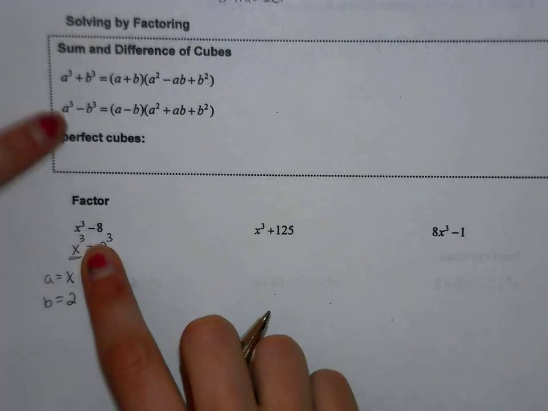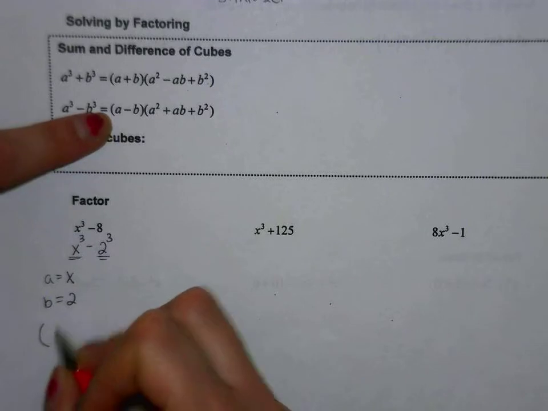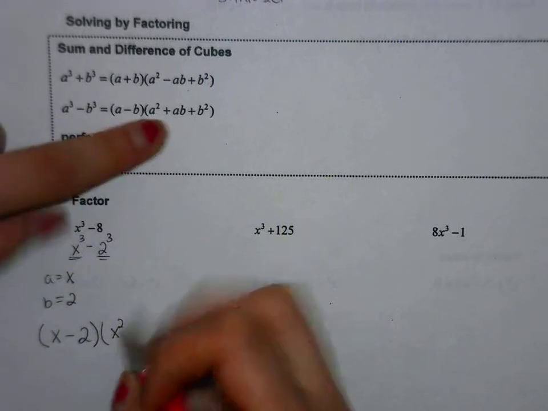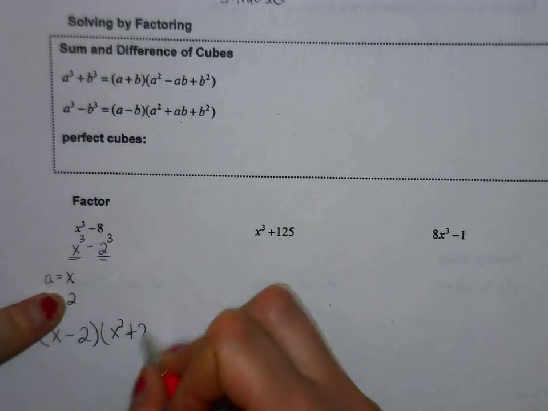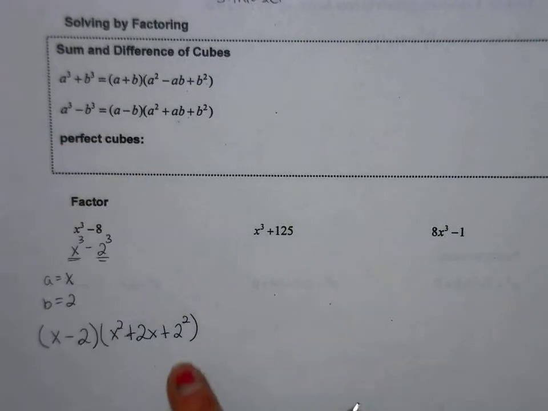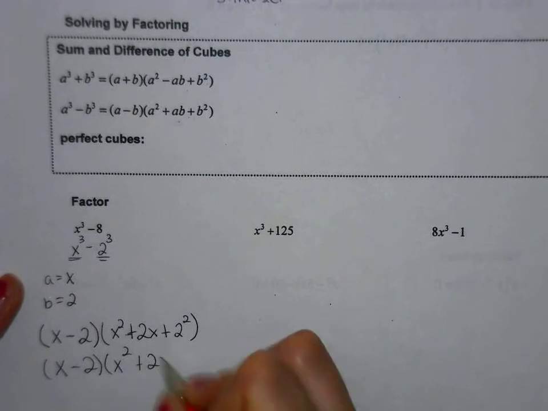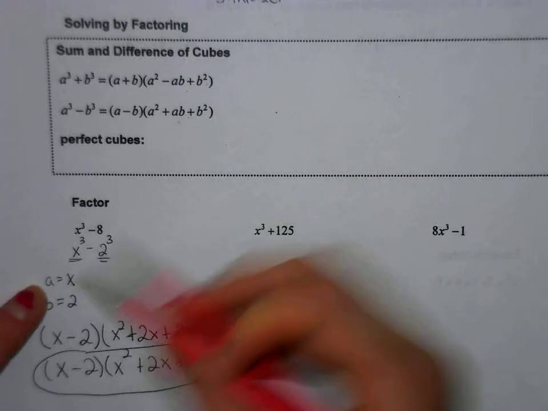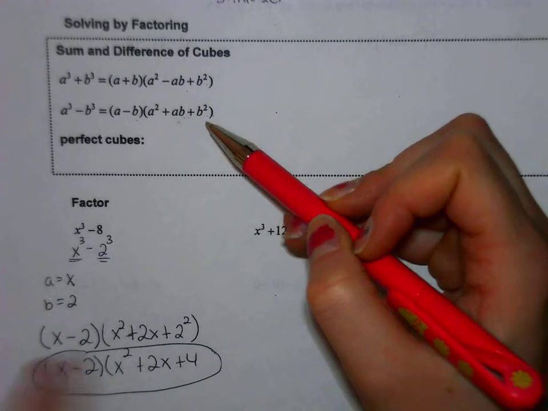So when we write this, this is the difference of cubes because we're working with a subtraction sign. So if we look here, we have a, so x minus 2, x squared, plus a times b, and a times b is x times 2, which is 2x, plus b squared, which is 2 squared. But we really know what 2 squared is. 2 squared is 2 times 2, which is really 4. So we can simplify that out. So our a's in our problem all turn to x's, and our b's all turn to 2's.